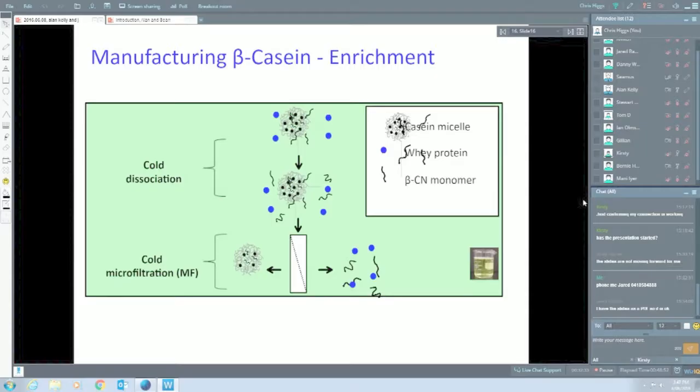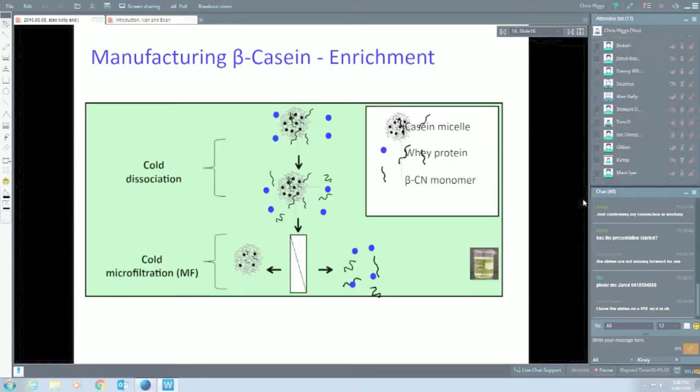And what we do then is we take that cold dissociated skim milk and pass it through a microfiltration membrane at low temperature as well. And the objective of that is to strip out the whey proteins plus the dissociated beta casein into the microfiltration permeate stream. So we're literally just using physical size-based separation to fractionate the beta casein in the permeate fraction from the micellar casein, which is retained then in the retentate fraction.